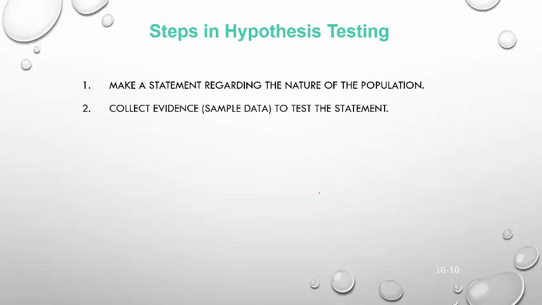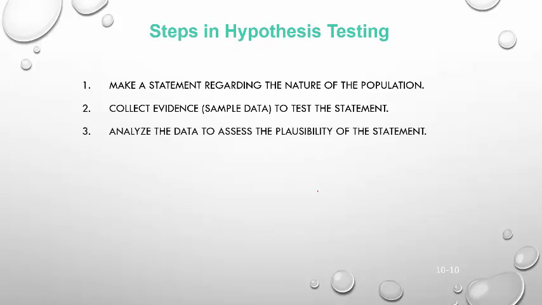You're going to collect evidence, sample data, to test the statement. And then you're going to analyze the data to assess the plausibility of the statement. So this is where we're going to spend most of our time. So this step 3 is the critical value or the p-value approach.